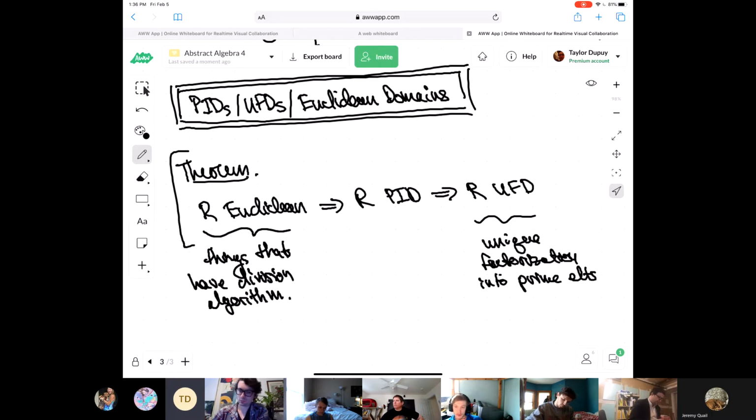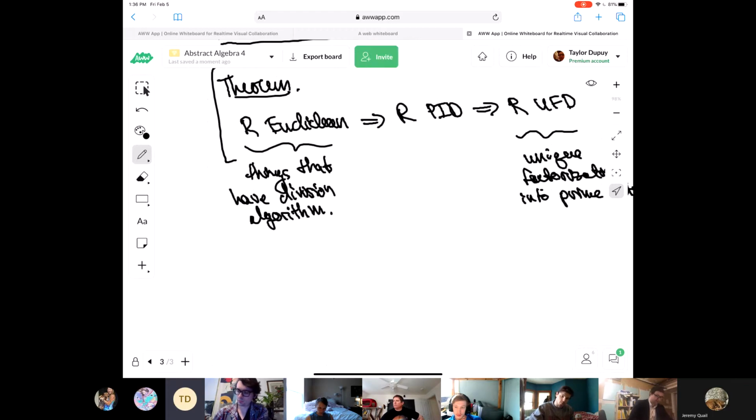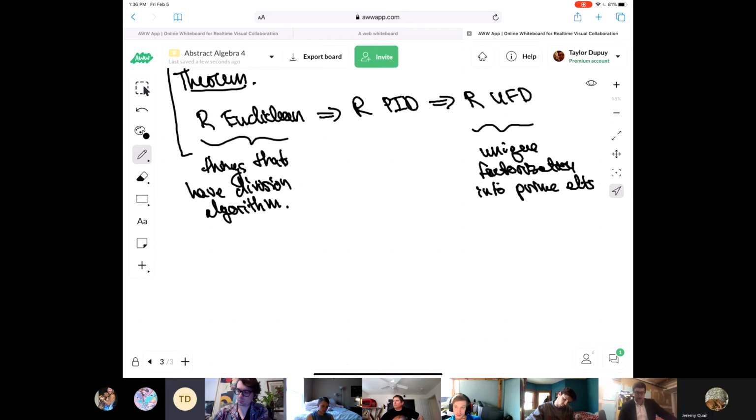And in the middle one are principal ideal domains, which we've talked about. So all of the ideals are principal. The ideals are essentially small. Okay, so let's do a little warm up here.